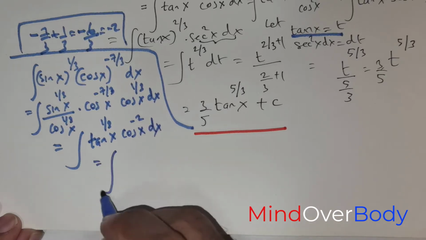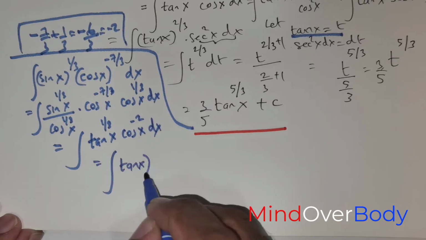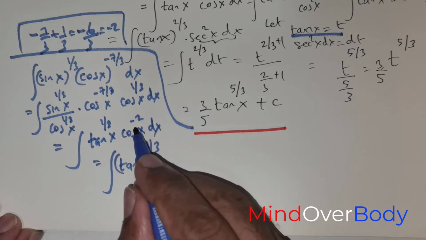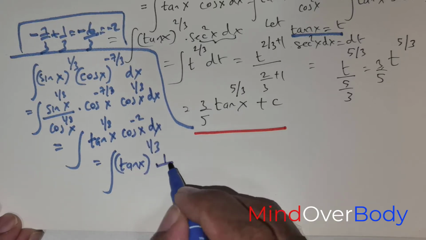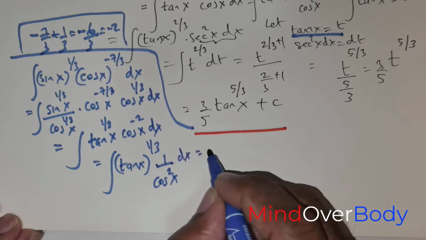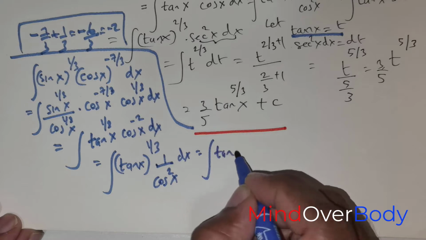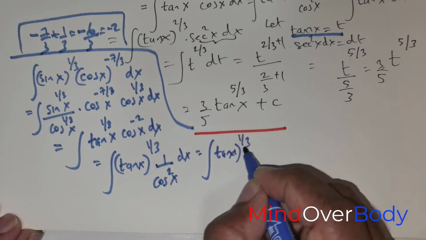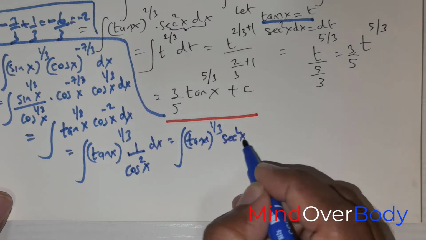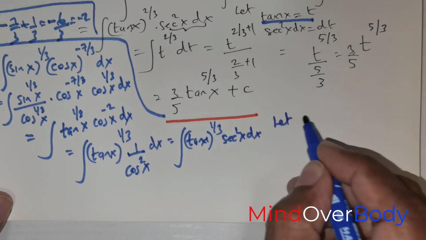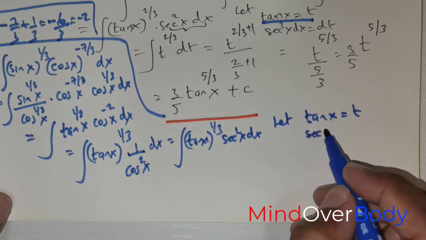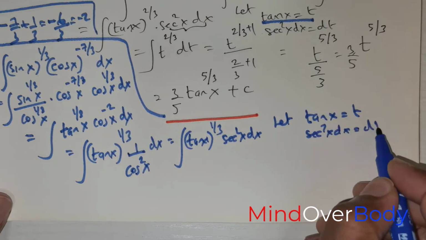I can rewrite this as integral tan x raised to the power of 1/3 times cos raised to the power of negative 2x. That's going to be 1 over cos squared x dx. Now this is rewritten as integral tan x raised to the power of 1/3 times 1 over cos squared x, which is nothing but secant squared x dx. Now let me make the substitution for tan. Let tan x be equal to t. I differentiate this. I get secant squared x dx is equal to dt.